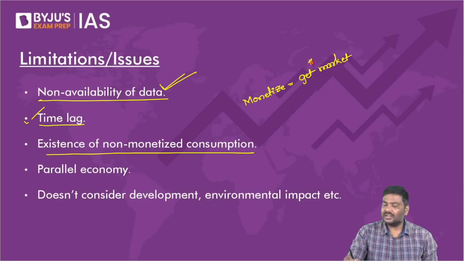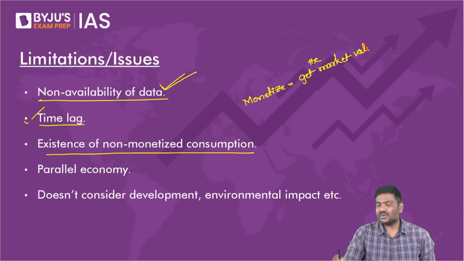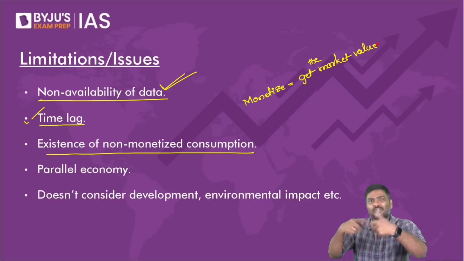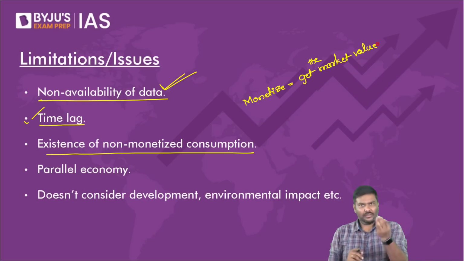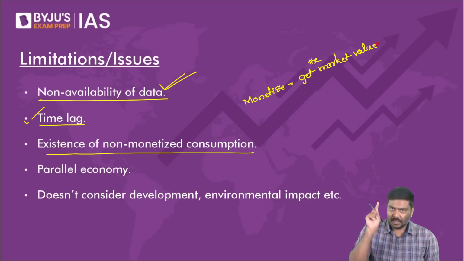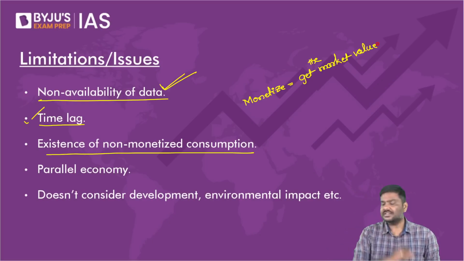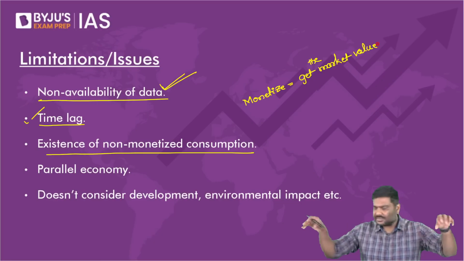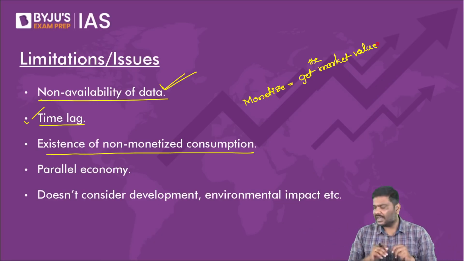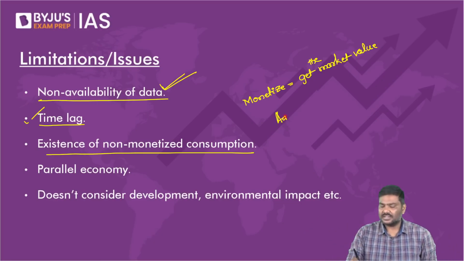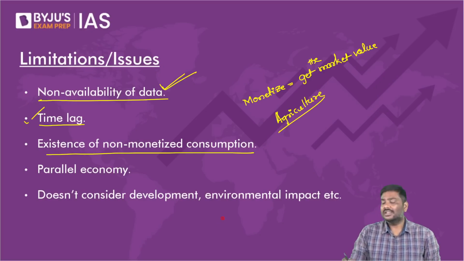Getting the market value for something is called monetization, deriving value for something. Now, I'll give a very simple example. MOSPI, the Ministry of Statistics, says that in certain regions and parts of India, we have observed that agriculture workers, when they work in the field, are not paid money, they are paid food grains.